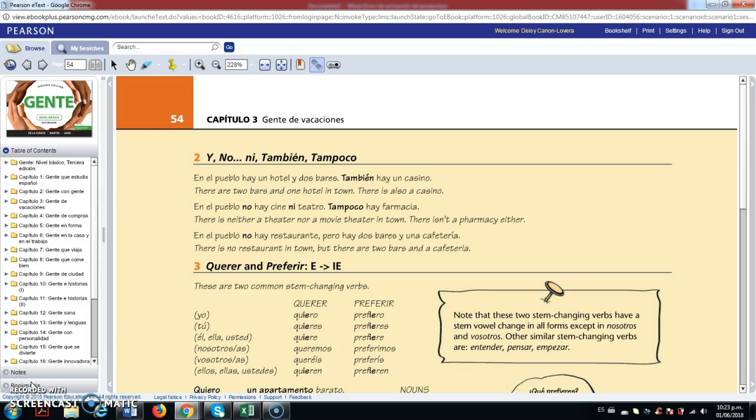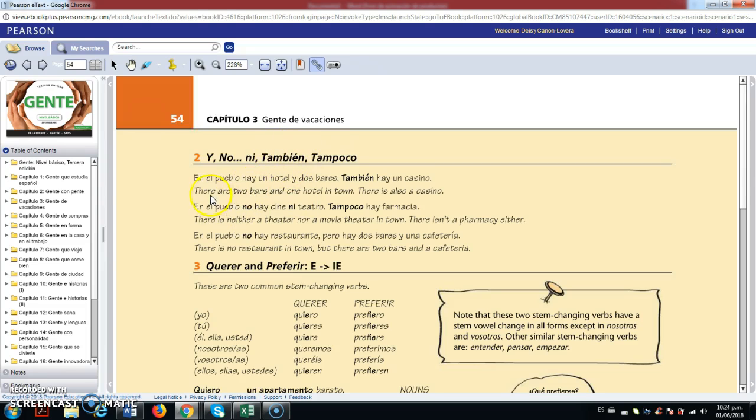Yeah, so we are going to imagine that we are in a town, and we can see that in this town there is a hotel, there are 2 bars, and there is a casino. Yeah, so we are going to connect and we are going to add information. We are going to say that in this town we have this and this and also this. Okay, so in English we will use y and we will use también.